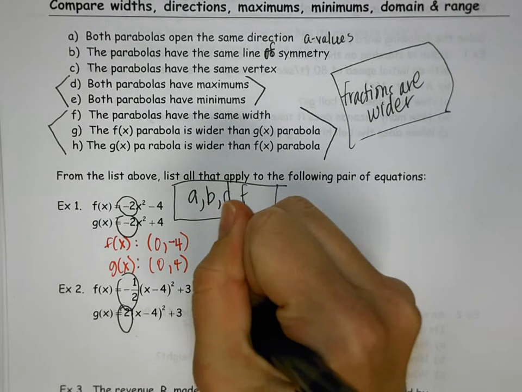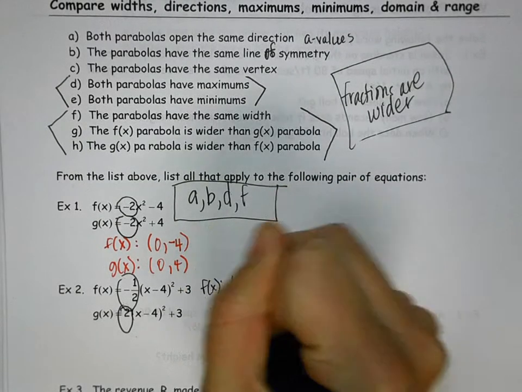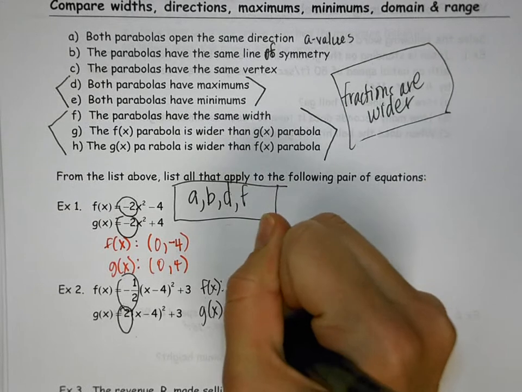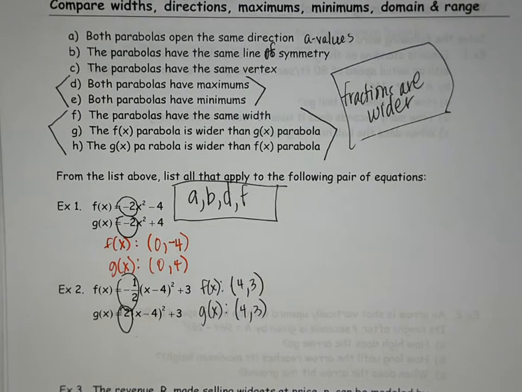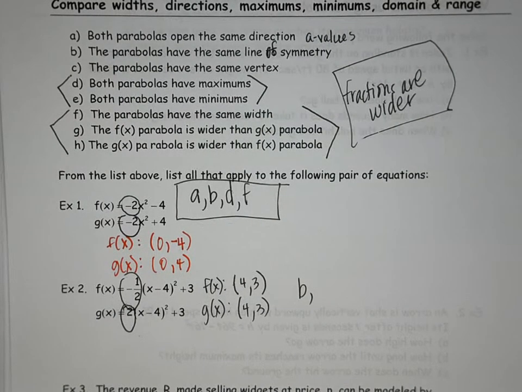Okay, so for my f of x equation, what is my vertex? 4, 3 is correct. For my g of x equation, what is my vertex? 4, 3. Okay, so do they have the same line of symmetry? Yes. So B is part of my answer. The line of symmetry is the x value. I'm going to go ahead and stop here. I'm going to give you about a minute to go through the rest of the list. When you get whatever you think the answer is, just write those letters on your whiteboards and show me, and I'll tell you if you are correct.